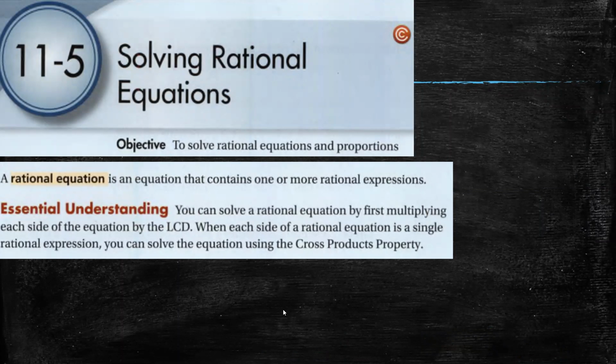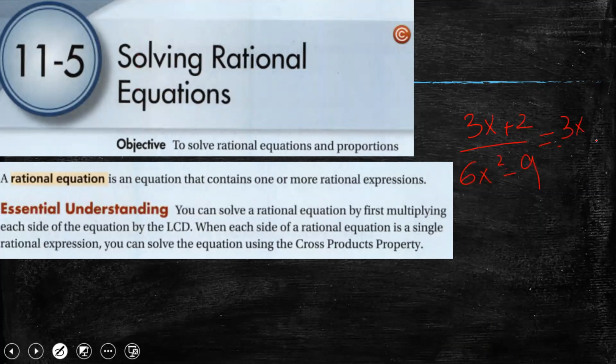A rational equation has rational expressions like 3x plus 2 over x squared minus 9, and they have to be equal to something, for example, equal to 6. Since we call it a rational equation, it's an expression with an equal sign. And a rational equation could have one or more rational expressions.